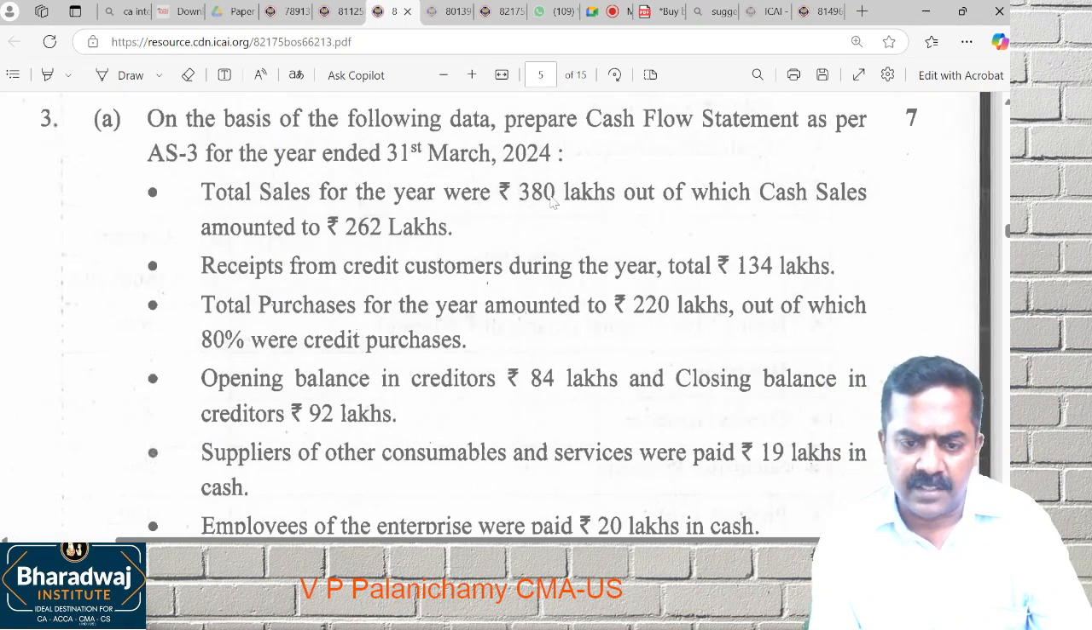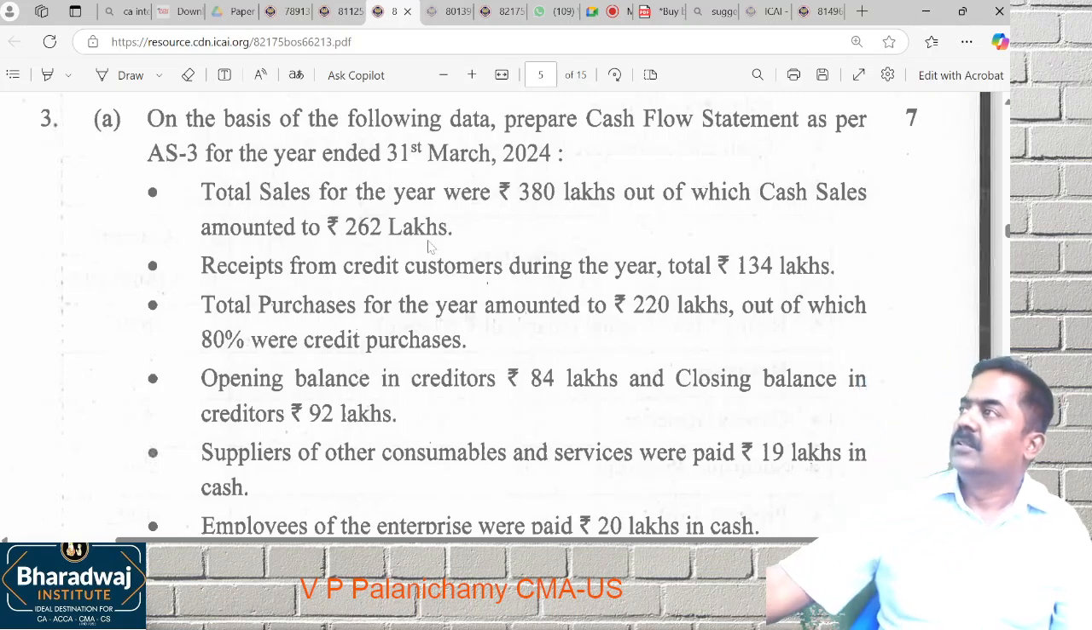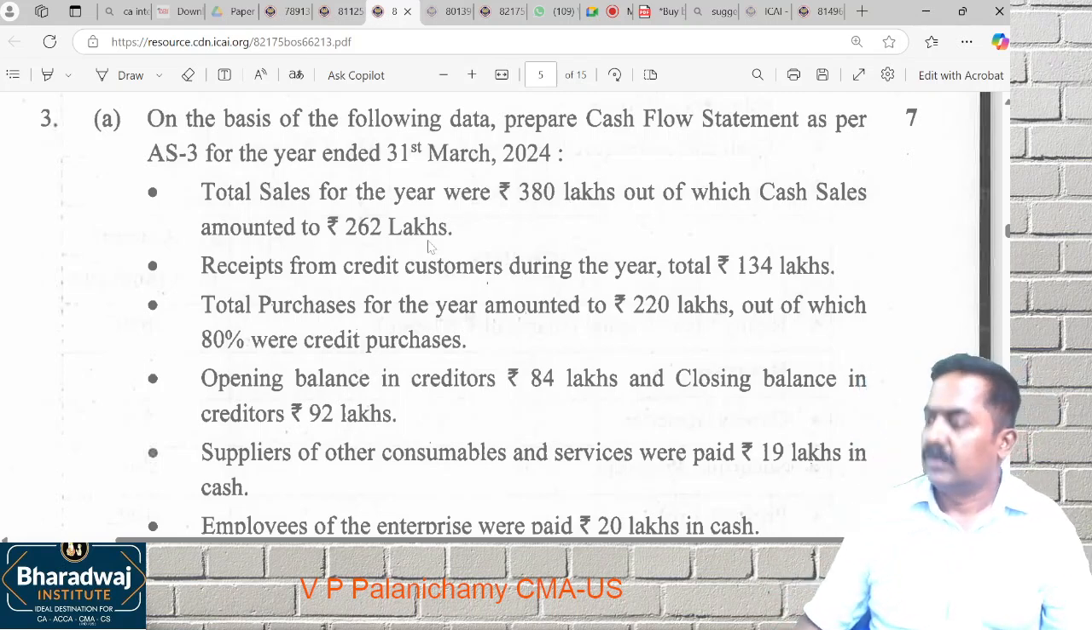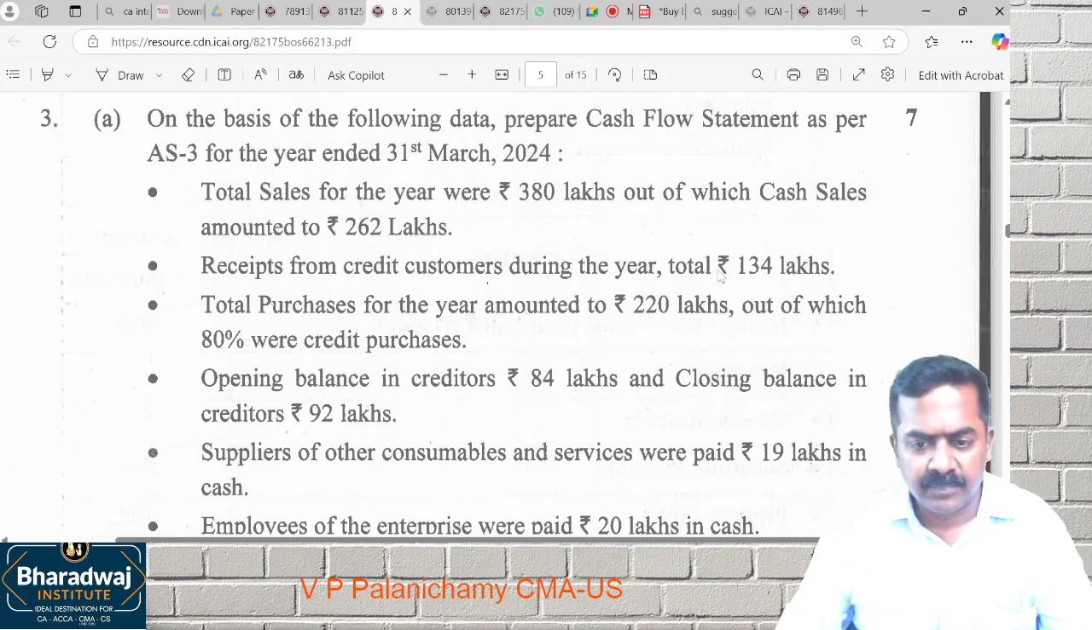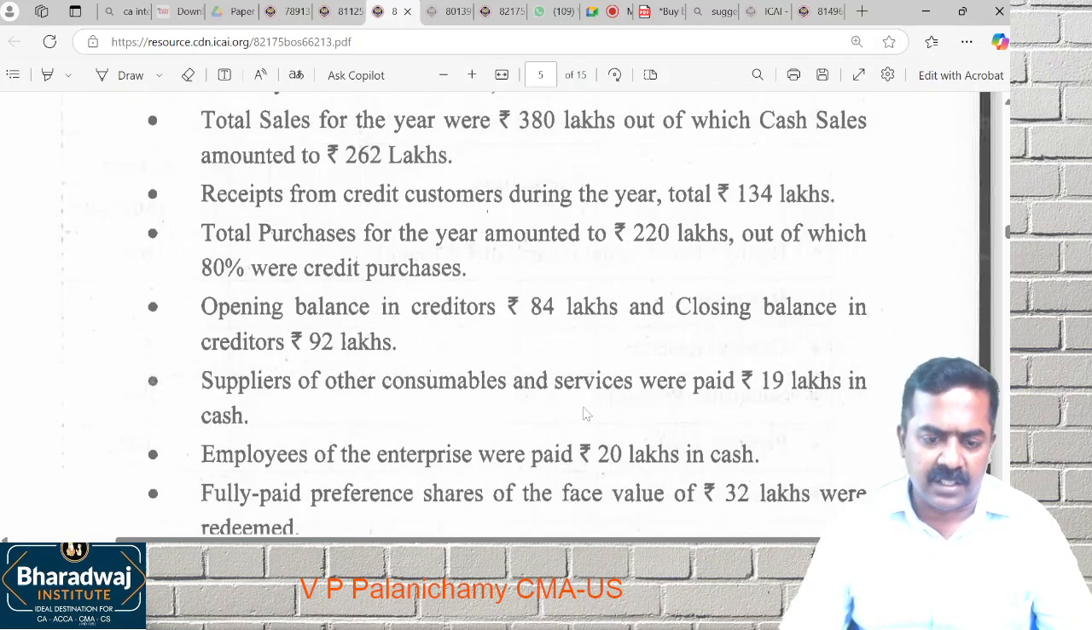What is the total sales? 380 lakhs. Out of that, how much are cash sales? 262 lakhs are given. Receipt from customers, how much total? 134 lakhs. Total purchases 220 lakhs. Out of that 80% are what? Credit purchases. Opening balance and closing balance of creditors are given. Suppliers of other consumables and services are paid 19 lakhs.